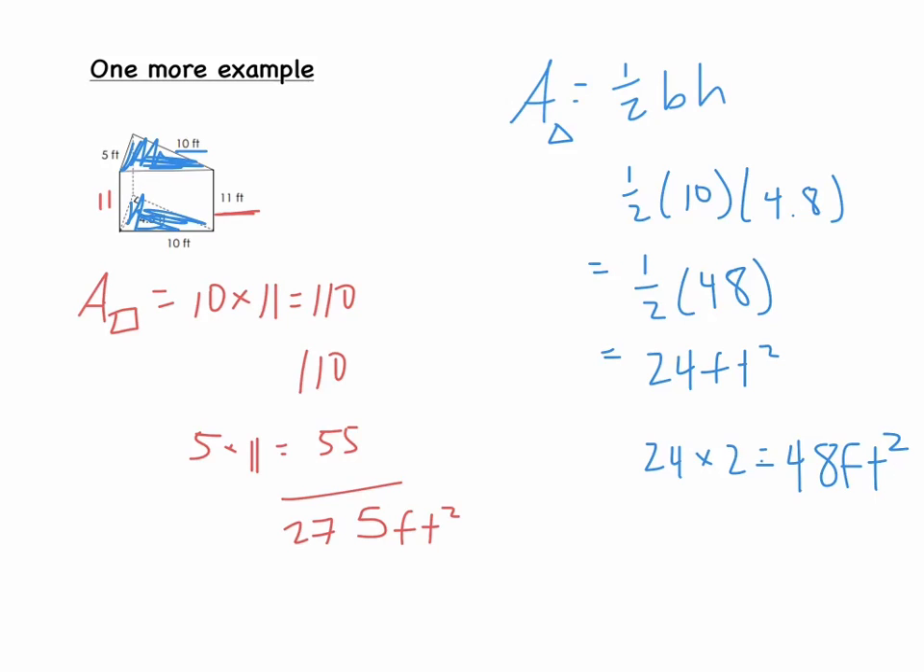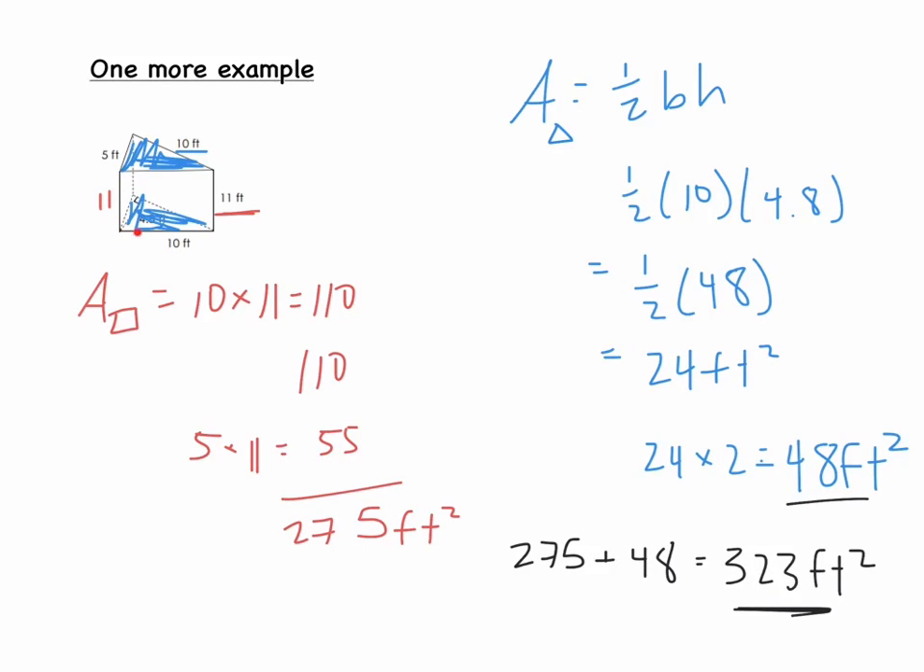So now we have the 275 plus this 48 to get 323 feet squared.